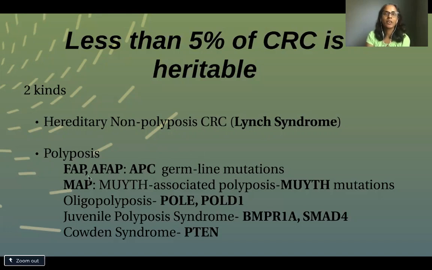Another condition is known as MAP, or MUTYH-associated polyposis, which is due to mutations in the MUTYH gene. There are other conditions, for example, due to mutations in POLE or POLD1. I've listed these gene names basically to show that some of the same genes are involved in sporadic CRC, which is what the majority of us have. That is the rest of the 95% of CRC, which is not heritable.